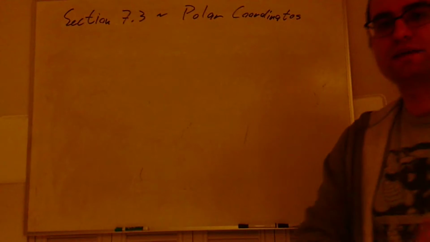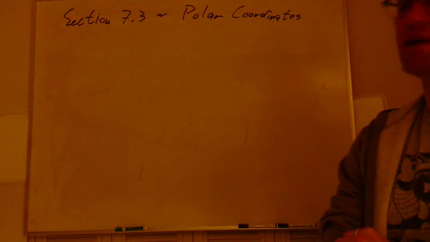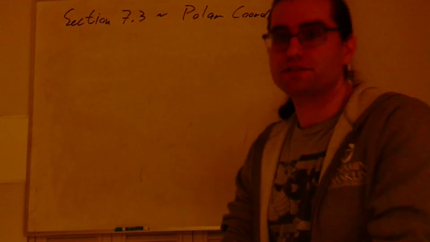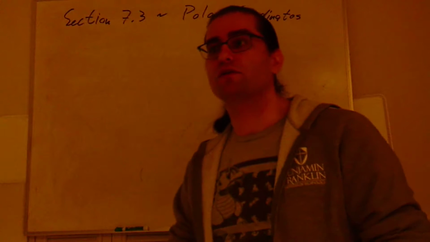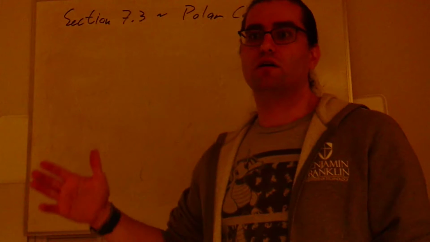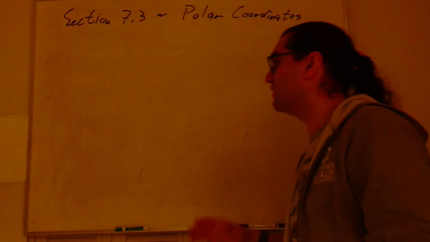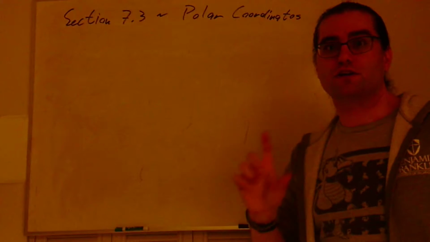Okay, this is part 2 of the section probably 7.3, we'll see about that, video on polar coordinates. In part 1 we talked about if you're given a distance and a direction, how to find an xy coordinate from that. In this video we're going to talk about doing that backwards.